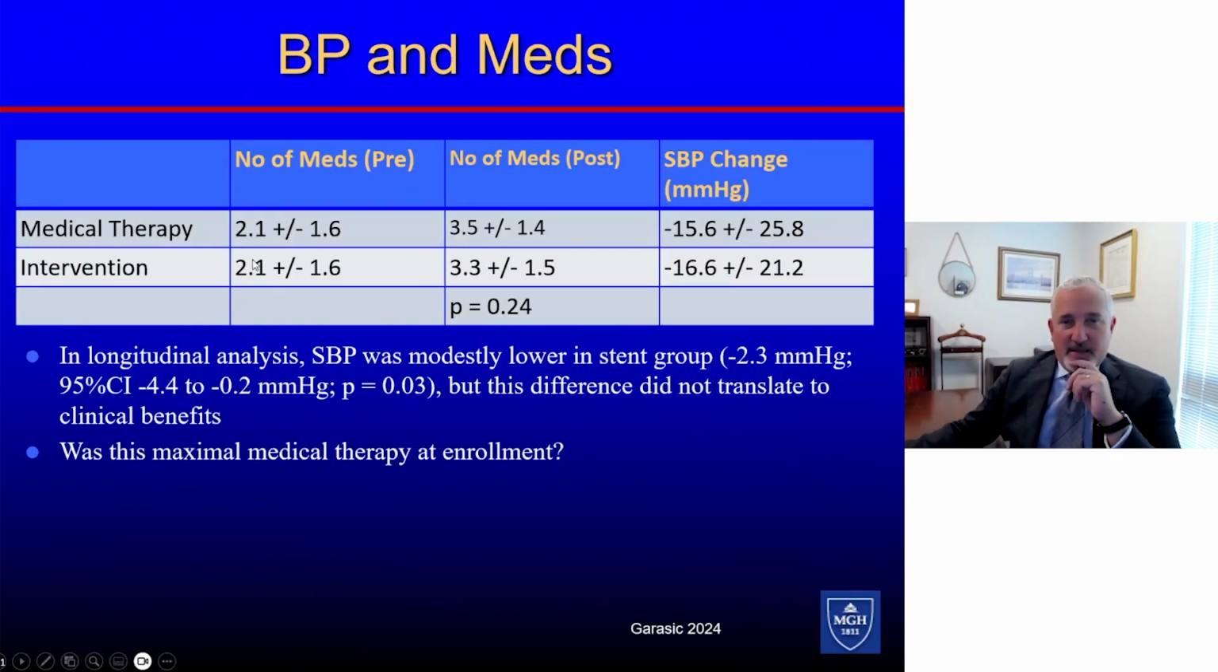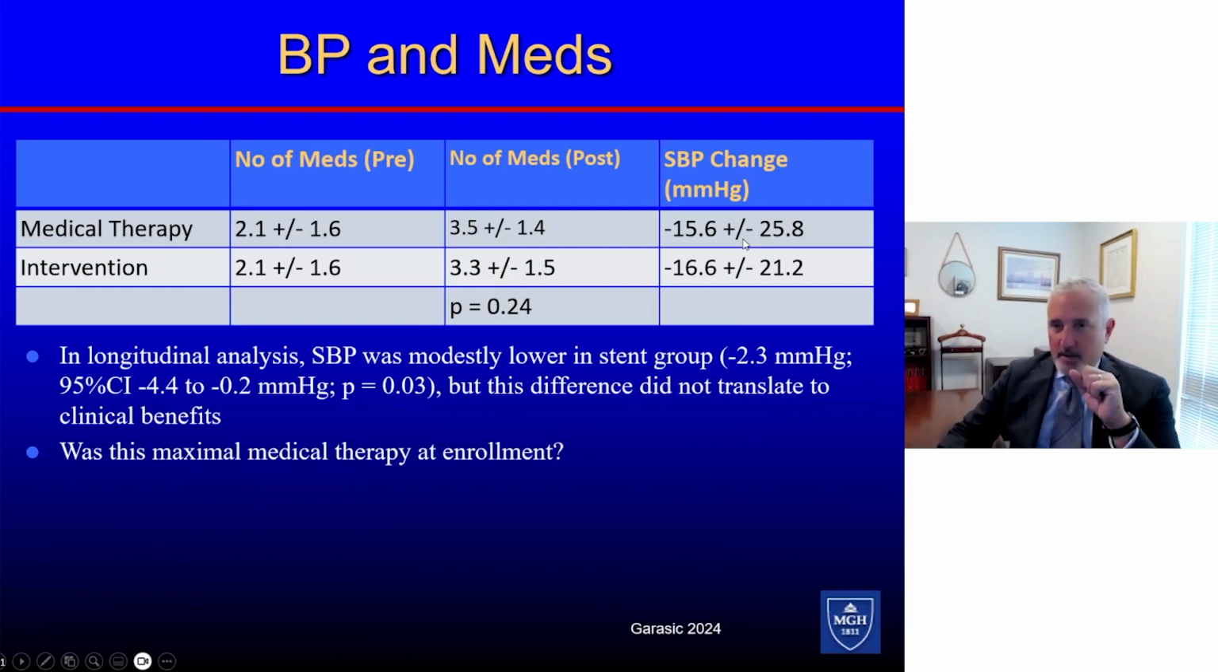The number of medications in the medical therapy and the interventional arm both went up at the end of the trial. So basically, if you start to think about hypertension and renal artery stenosis, you ultimately end up working harder to improve blood pressure control in your patients, and you can be successful at it. Here's the change in systolic blood pressure in the two groups, dropped by about 15 or 16 millimeters of mercury.